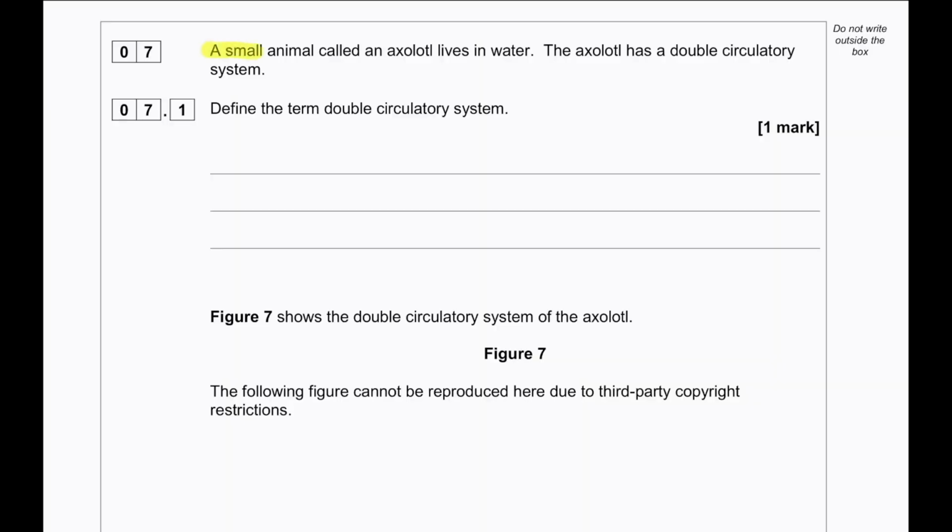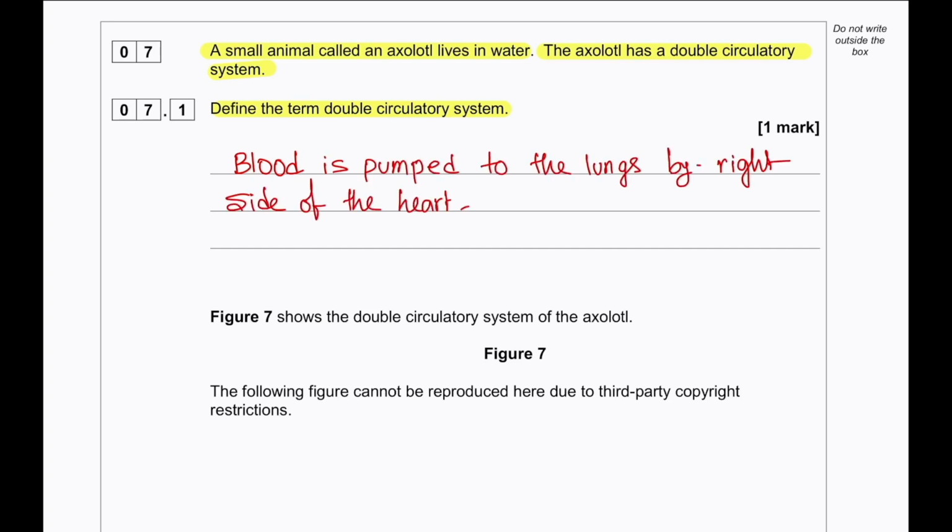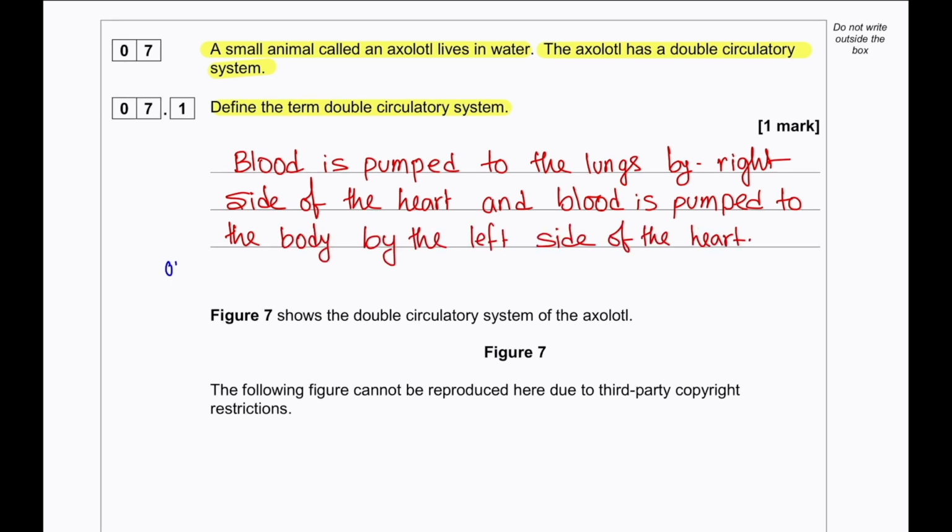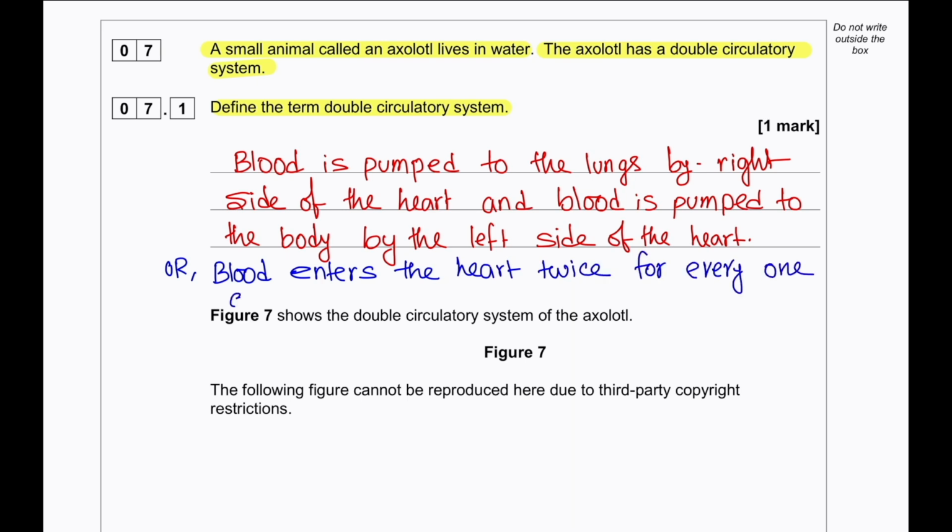A small animal called an axolotl lives in water. The axolotl has a double circulatory system. Define the term double circulatory system. When we talk about a double circulatory system, we first have to understand the meaning of the word double. The word double means the blood is pumped to the lungs by one side of the heart, and the blood is pumped to the body by the other side of the heart. An alternative answer would be blood enters the heart twice for every one circuit around the body. Figure 7 shows the double circulatory system of the axolotl.